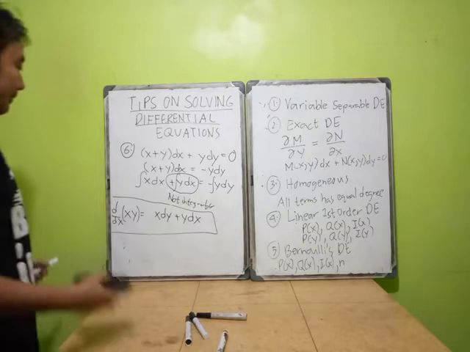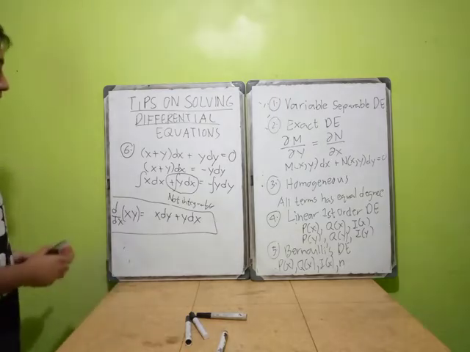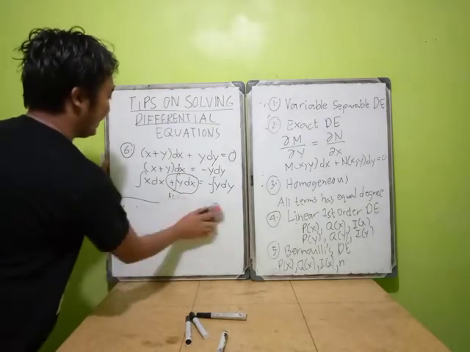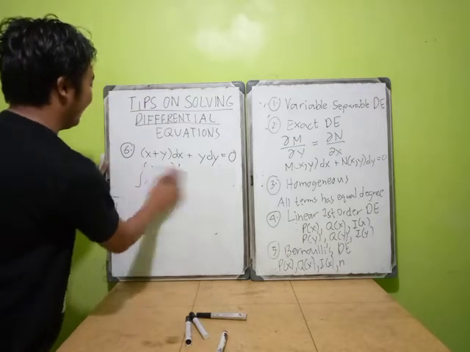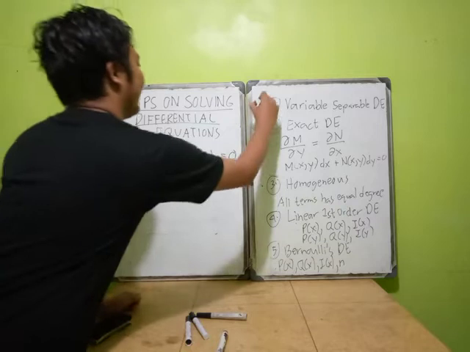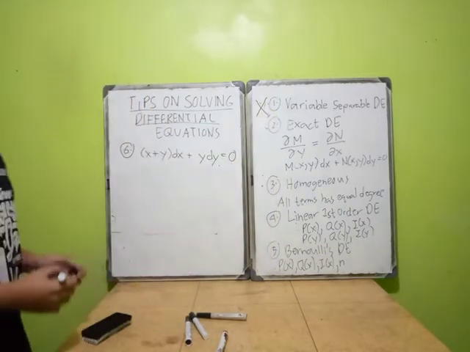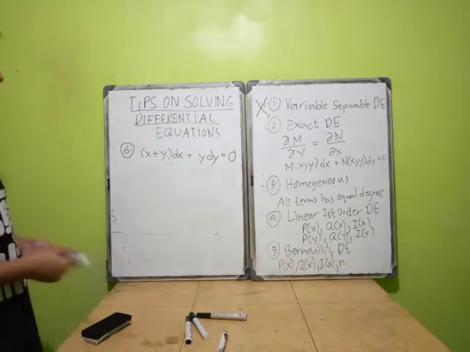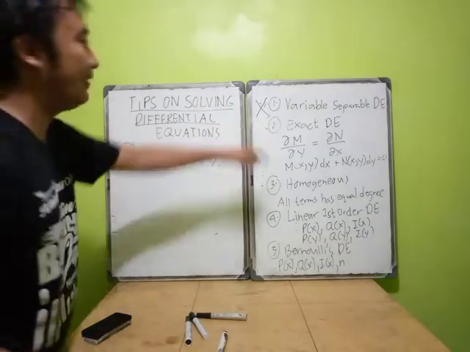So okay, maybe let's proceed. Therefore, hindi siya pwede. So this is not variable separable. Okay? So this is x. Okay? This is variable separable. So one thing, proceed tayo kay exact DE.